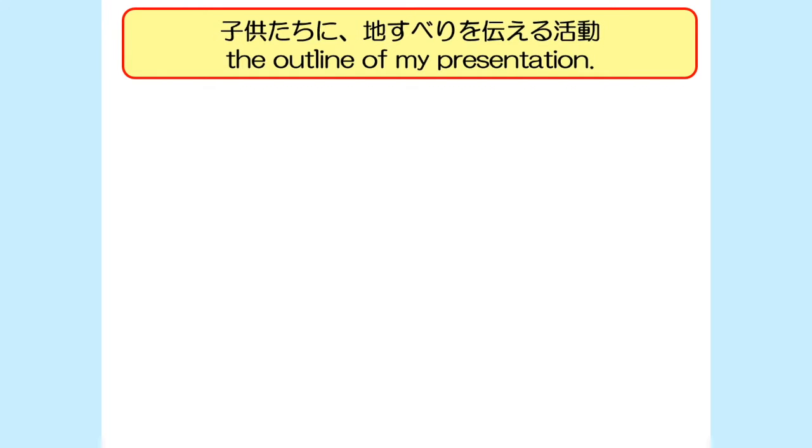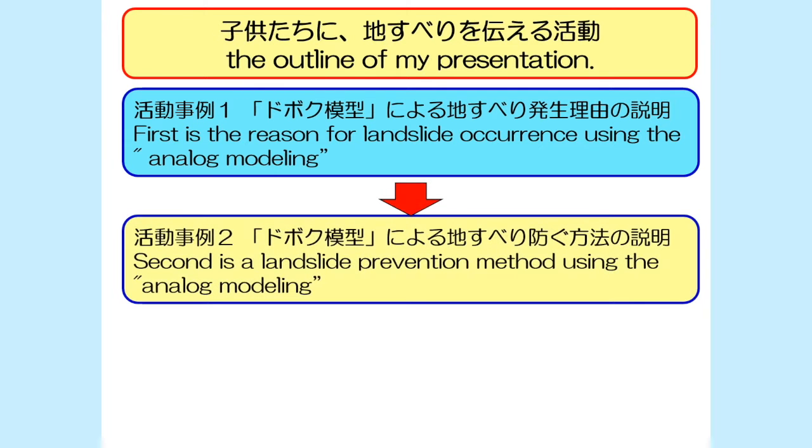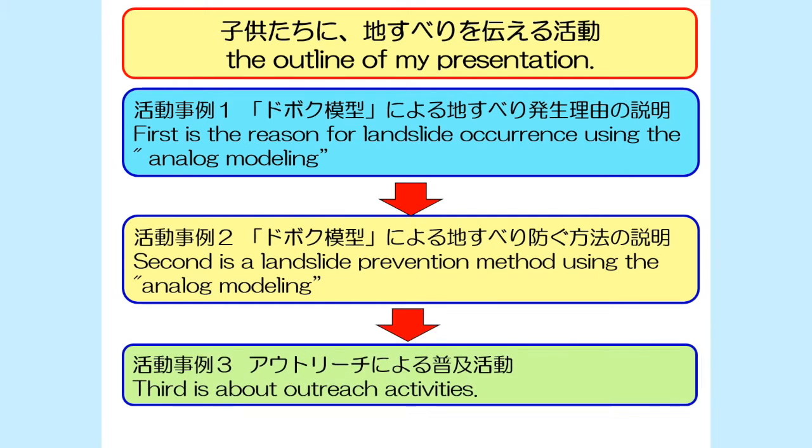This is the outline of my presentation. These are 3 examples of activities to teach children about landslides. First is the reason for landslide occurrence using analog modeling. Second is a landslide prevention method using analog modeling. And third is about outreach activities.